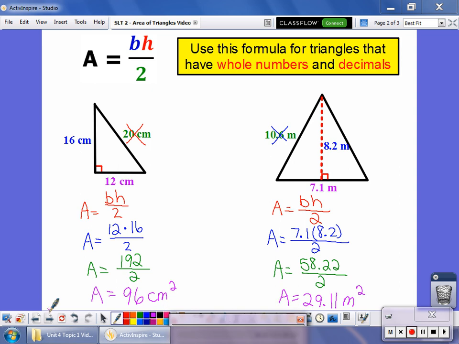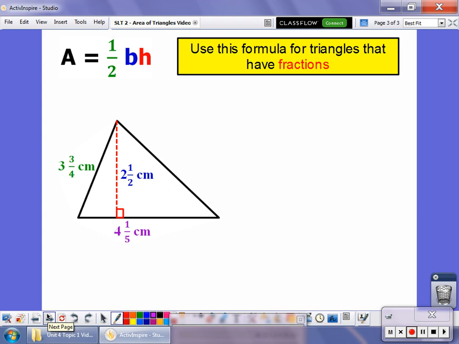Now the second formula we had looked like this. It had the fraction, 1/2 of the base times the height. This formula we're going to use when we have fractions. Okay? So if we look at this triangle right here, we start off again with our formula. And since we have fraction measurements, we're going to do 1/2 base times height. Now my base and my height form a right angle, so we're not using our slanted side here.